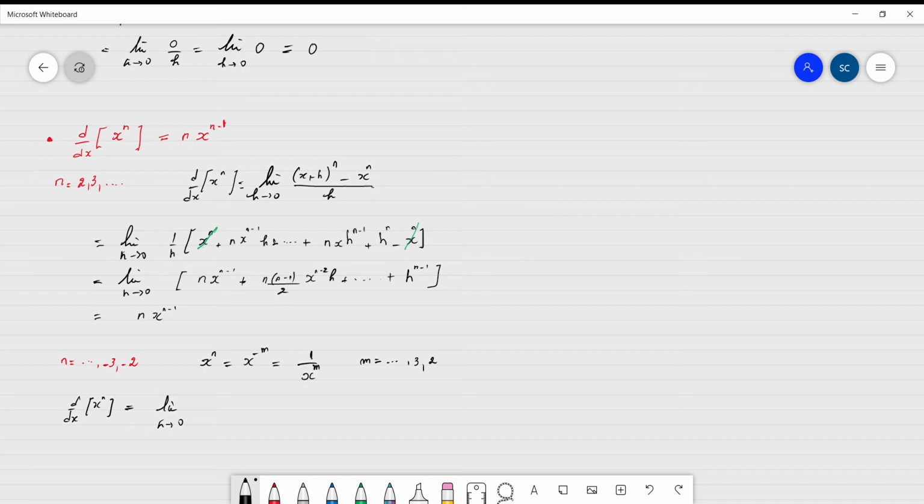So we will have (1/(x+h)^m − 1/x^m)/h, which you can write by reducing to the same denominator. You will then have (x^m − (x+h)^m) over x^m times (x+h)^m, and you have 1 over h here. Okay, let's put it like that.